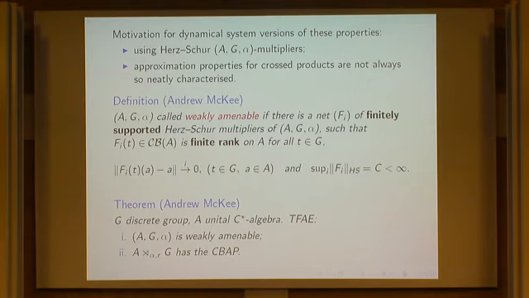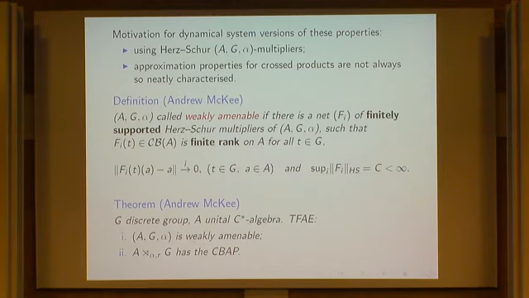Now, of course, this question of saying, okay, here is your cross product. When does it have the approximation property? What does it mean for the group? What does it mean for the C*-algebra? Of course, this is an old idea, how to relate the properties of the group and the C*-algebra to the properties of the cross product.